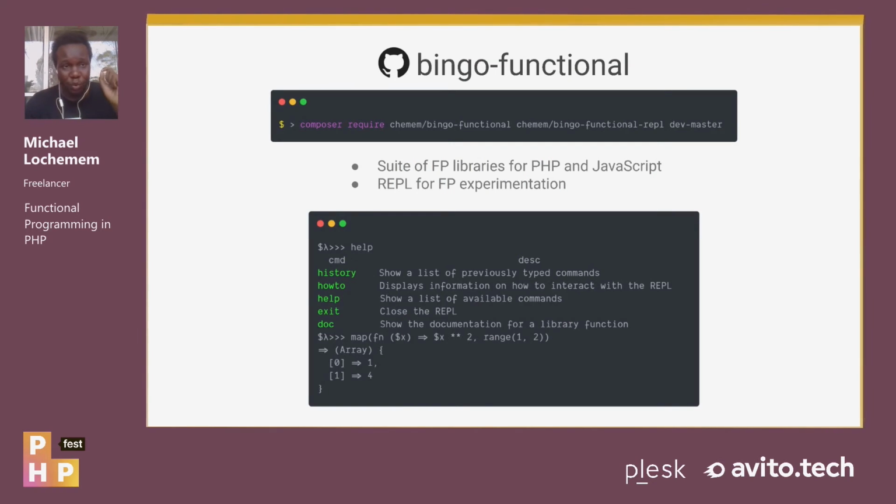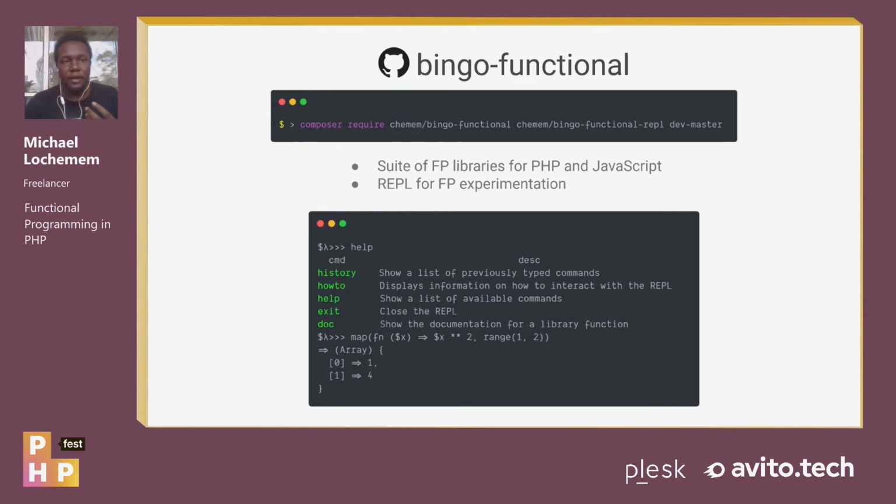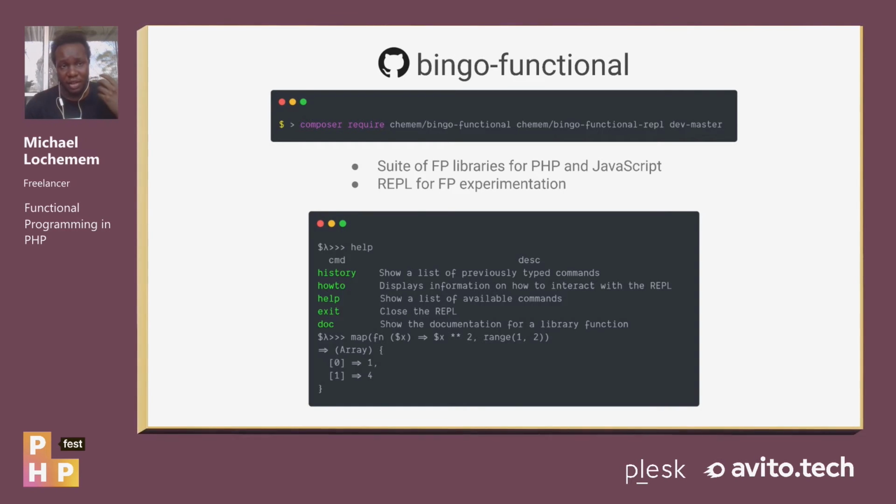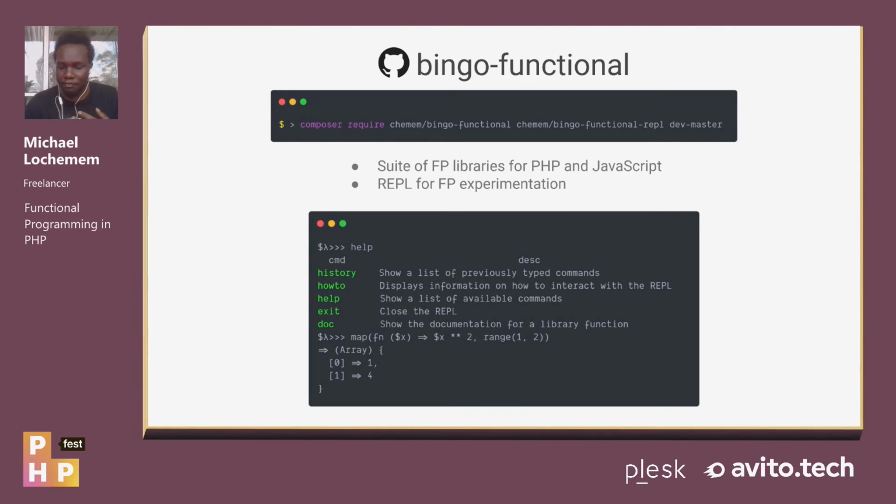And I will highlight one which is going to be used throughout the rest of the presentation, which is a library that I built. It's called Bingo Functional. I designed it to be a suite of functional programming utilities for PHP and JavaScript. I recently put together a REPL for the library, so in case you want to do some experimentation, you can do that. But this is the library that will be used for the rest of the presentation.